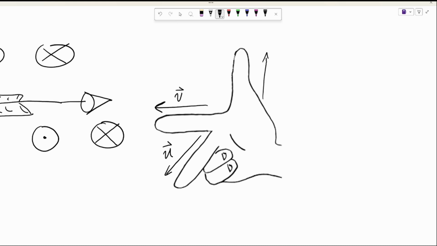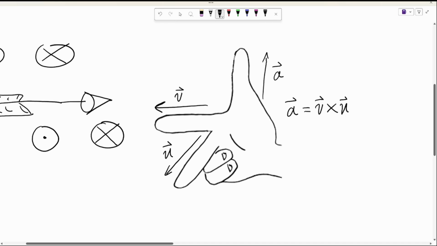So we can call this, I don't know, A. So then you have A is equal to V cross U. So if you look on the Physics C formula sheet, the one you get on the test, I will quickly insert a part of that here. That's everything that's relevant for today.